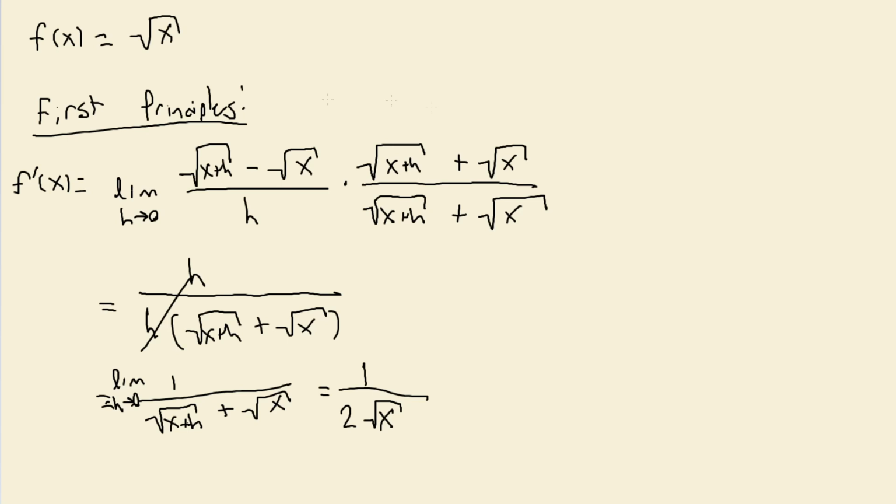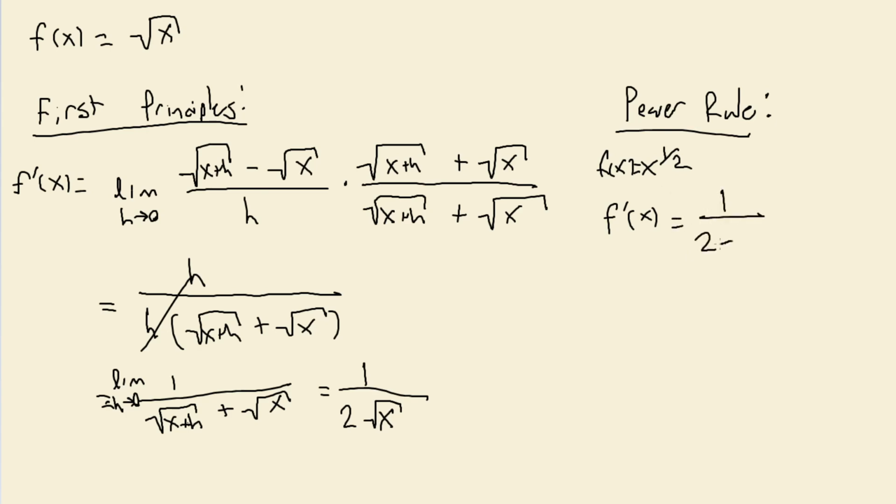Alternatively, we could recognize using the power rule that this is just equal to x to the power of 1/2, and the derivative of this is just going to equal 1/2 multiplied by, you take this exponent out front and then you decrease it by a power of 1. That's going to be x to the power of negative 1/2, which is just 1 over the square root of x, multiplied by 1/2, that's 1 over 2 square root of x.